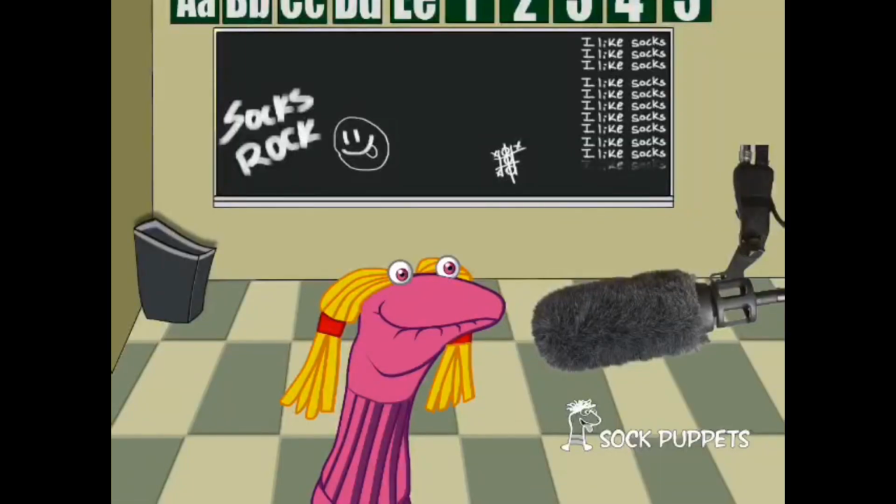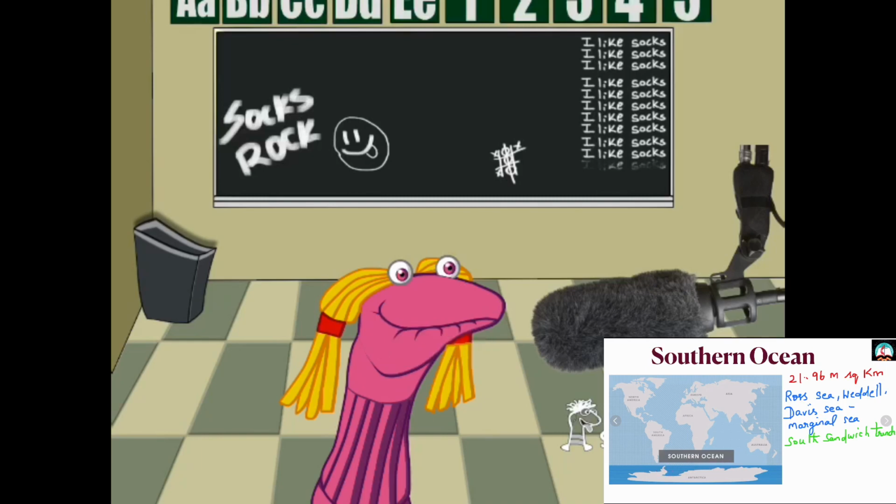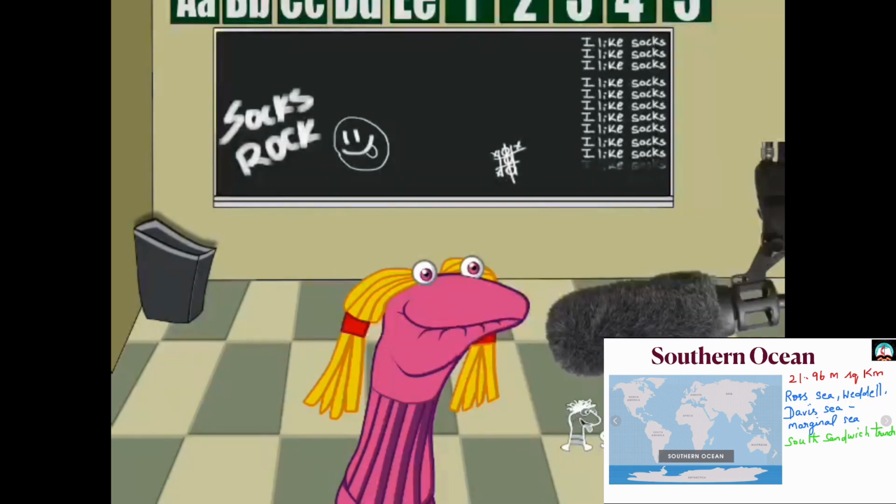Hello all, I am going to talk to you about the Southern Ocean. The Southern Ocean surrounds the continent of Antarctica and it is enclosed by 60° south latitude. It covers an area of 21.96 million square kilometers. It is bordered by the southern parts of the Pacific, the Atlantic and Indian Oceans. The Ross Sea, the Weddell Sea and the Davis Sea are the marginal seas of this ocean.